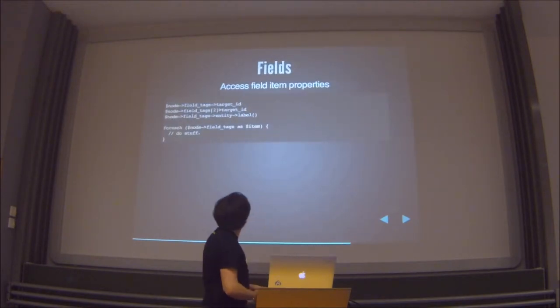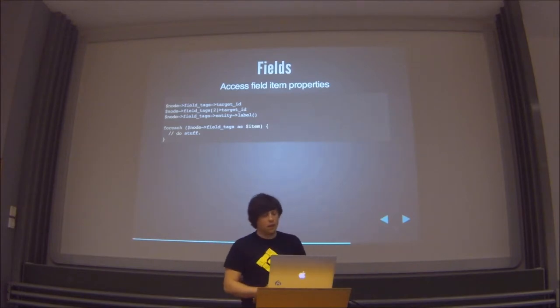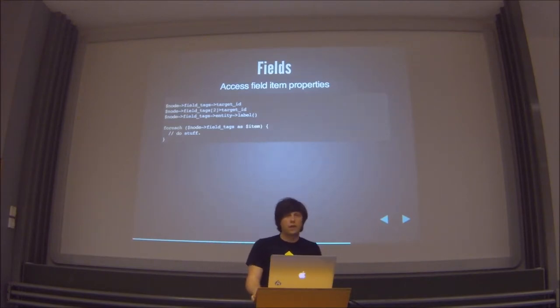For example, this one. So now we have field tags. It's a taxonomy term reference field attached to a node, and you can access the first referenced taxonomy term if you type field text target ID. Very simple. And because we implemented array access, it's an object, but you can access values from it with array syntax. So if you type node field text, you get the third item because it's zero indexed from the field. Now you call target ID on it.